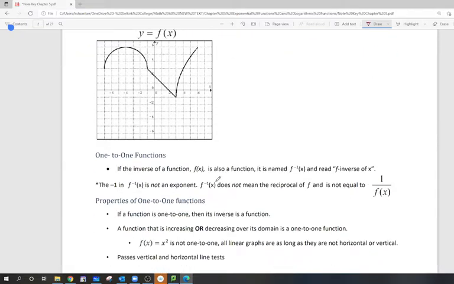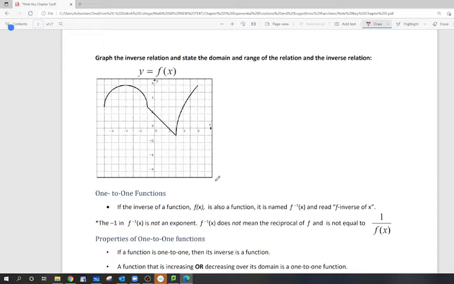So now I want to do just that. So here's a graph. This is your relation, and I want you to graph the inverse relation, and then I want you to state the domain and the range of the relation and the inverse relation. So what we just did on the example before, except it was done for you, I want you to do here. Now, if you're questioning how to start, think about chapter 1.